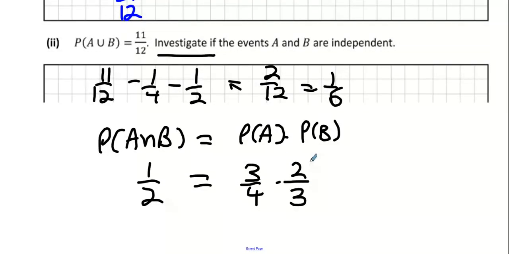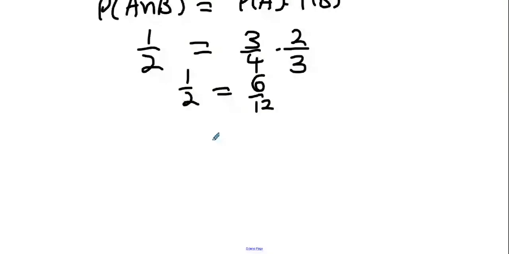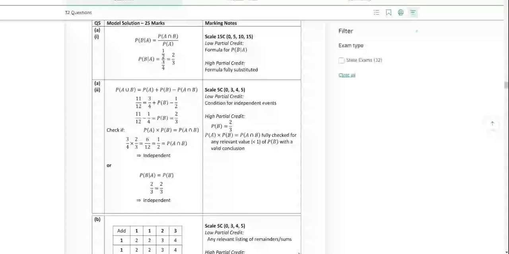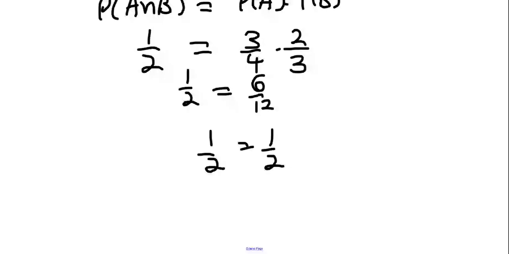And we're about to get 6/12, which is 1/2. Are they independent? Yes, they are. 1/2 equals 1/2. And that confirms it. Or sorry, we did it this way. 1/2 equals 1/2, and that's worth 5 marks, people. Okay, 5 marks. Now, part B.